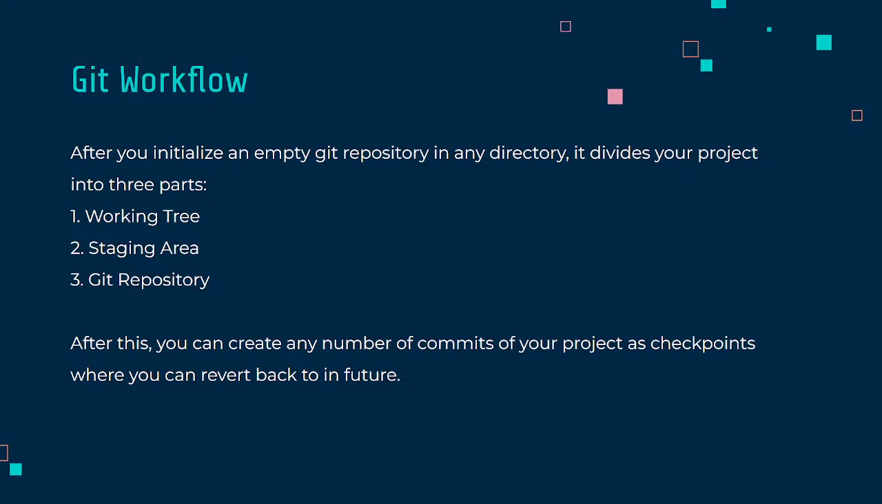Now coming to the workflow of Git, if you initialize an empty Git repository in any directory, it basically divides your project into three parts. The first one is the working tree, or the structure of your code. The second one is the staging area, which involves the committed, modified, and staged states. And the third one is the Git repository. After this, you can create any number of commits of your project as checkpoints or snapshots that you can revert back to at a future time.